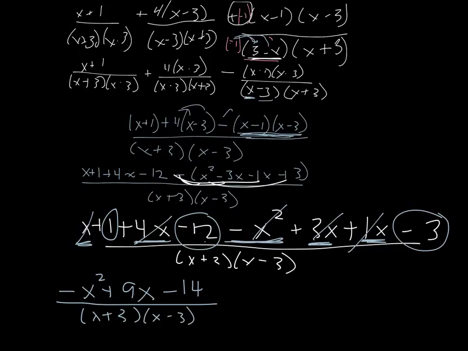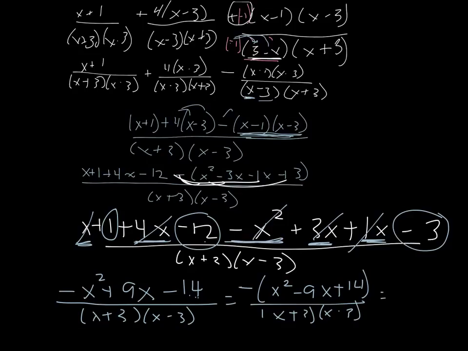Now, feeling fairly good there. I'm wondering if I can factor this thing on top. I can probably factor a negative out, leaving me with x squared minus 9x plus 14 all over my common denominator. And then this top thing I can factor. 7 and 2, I think. So it'd be negative, x minus 7, x minus 2, all over my lowest common denominator.